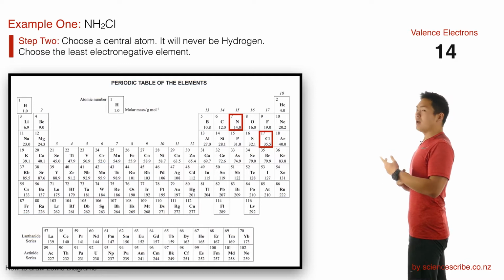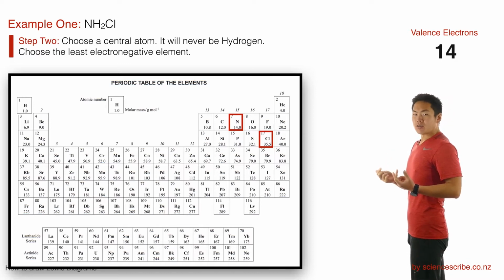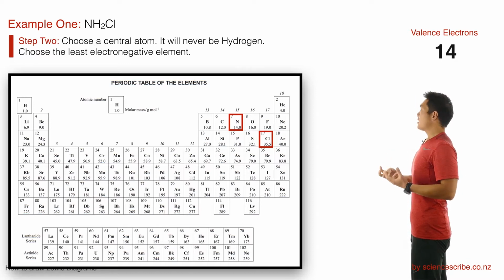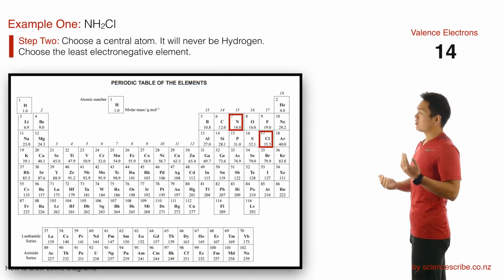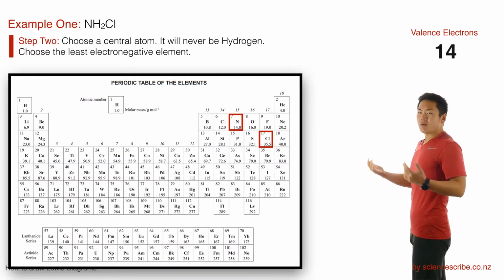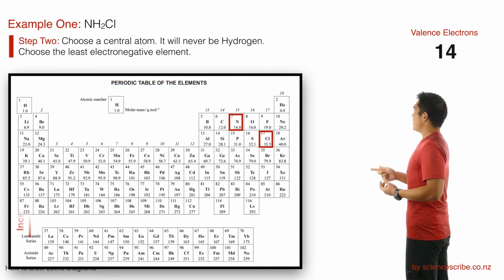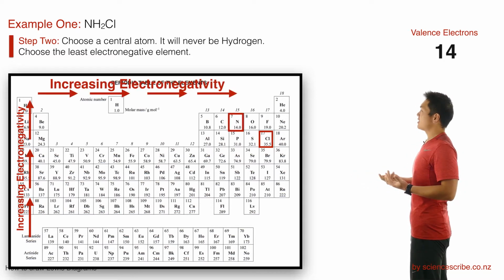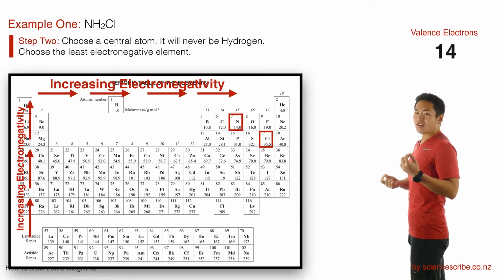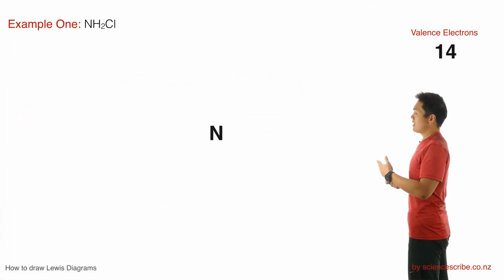Step number 2 is to actually start choosing a central atom. Now, the first thing about choosing a central atom is that it's never ever going to be hydrogen, so don't put hydrogen in the middle. This means I'm left with the choice of either choosing the nitrogen or the chlorine. If you're left with the choice, you're going to pick the element which is the least electronegative. So we're going to choose nitrogen as our central atom.